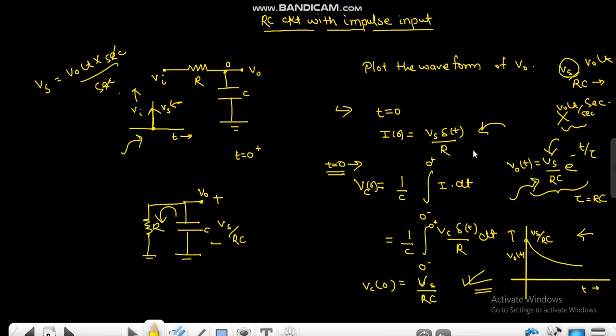Okay, so let me explain it once again. See what we saw here. We saw that at t equals to 0, there is an infinite amount of current in the RC circuit.